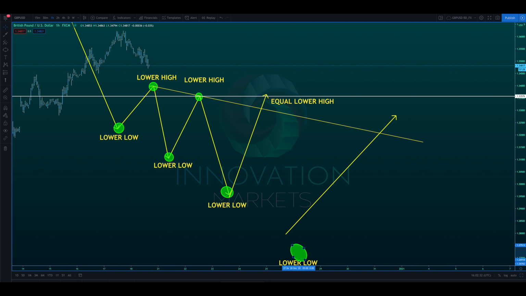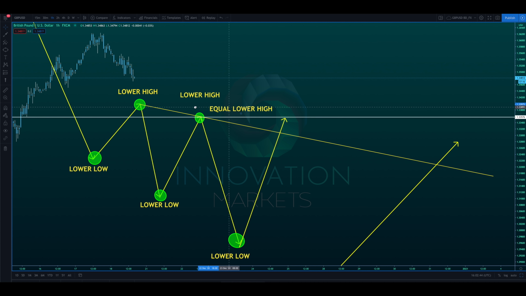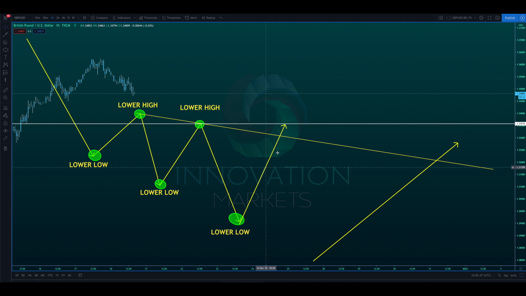So price has come up here. Let's say price has not come up and made an equal lower high. What price has done is price has come up, it's not made a lower high, it's not made an equal lower high, price has broken up. So what do we call this?